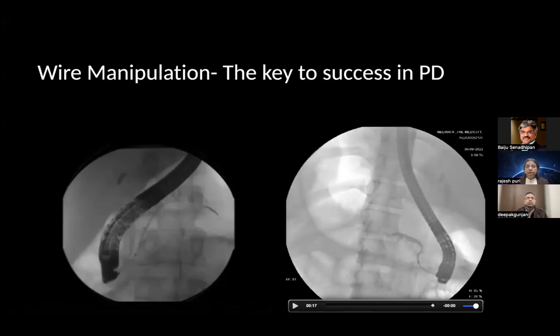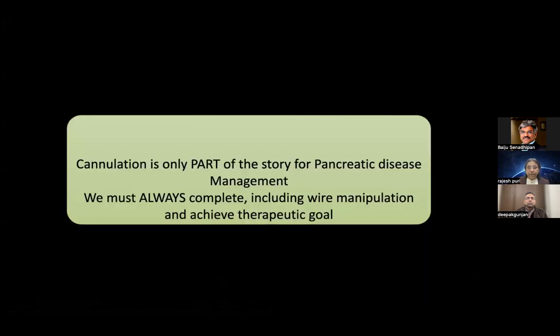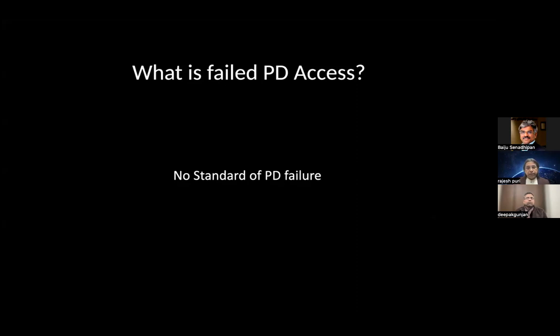And many of the time, if I'm not able to cannulate, after taking the pancreatogram with the concentrated dye, I try to cannulate either by my hand or my technician. I guide them how to rotate the wire under fluoroscopic vision to cannulate the pancreatic duct. So, one of the most important things, cannulation is only one part of the story of the pancreatic disease management. We must always complete, including wire manipulation, and achieve the therapeutic goal that is required for the patient of chronic pancreatitis.